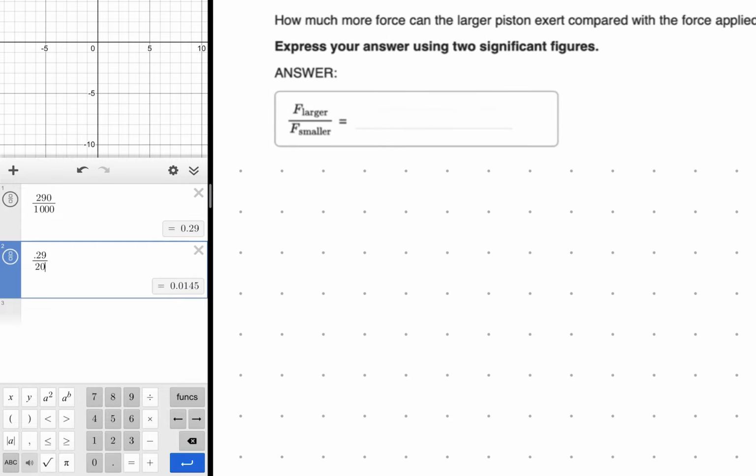Okay, so our single key equation here for Pascal's principle for a mechanical system like this is that the pressure in equals the pressure out. So that actually comes directly from the work in equals the work out, which is a conservation of energy statement.